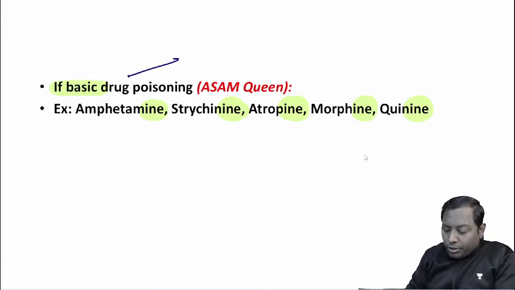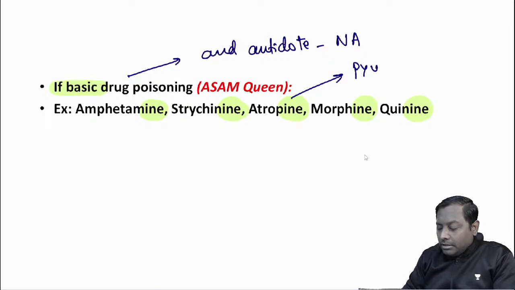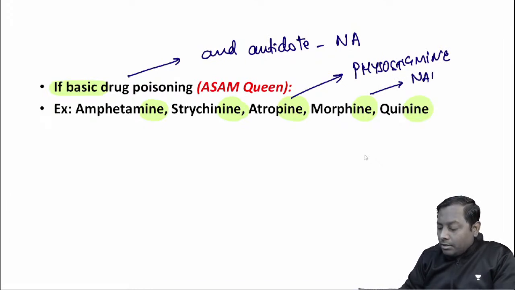So basic drug poisoning, and the condition is that the antidote is not available. Since if the antidote is already available, then definitely we can use the antidote. For example, we have the antidote of atropine, right? That is physostigmine. I am pretty sure that all of you guys are already aware of this. What is the antidote of morphine? We have naloxone. I'll give you the entire list as well.